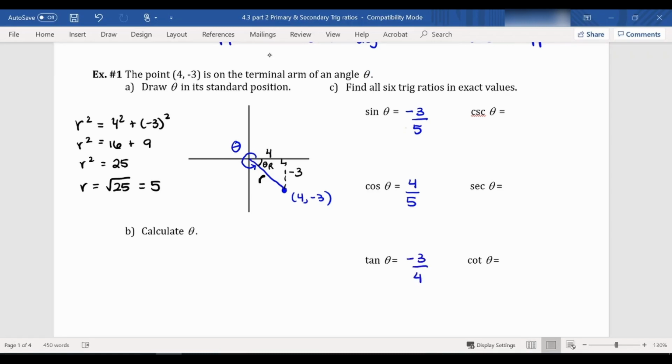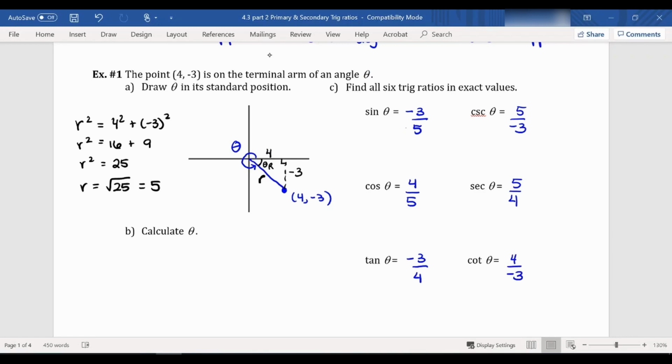Now, the other three here are simply the reciprocals of these. Cosecant is the reciprocal of sine. That would make this 5 over -3. Secant is the reciprocal of cosine. This would be 5 over 4. And cotangent is the reciprocal of tangent. That would be 4 over -3.